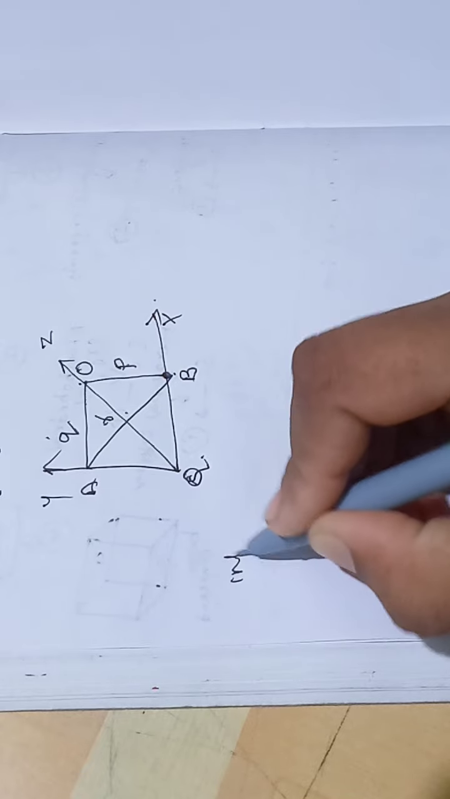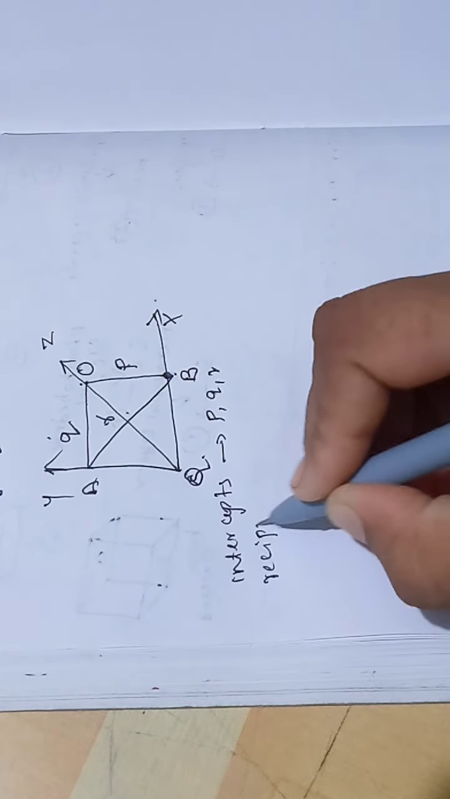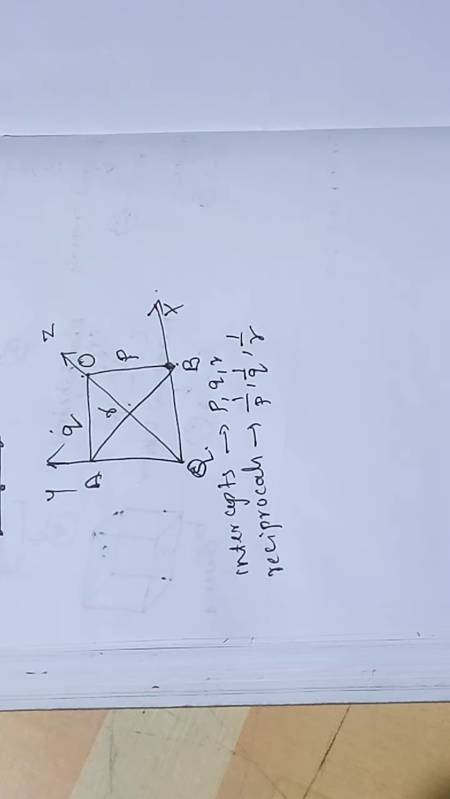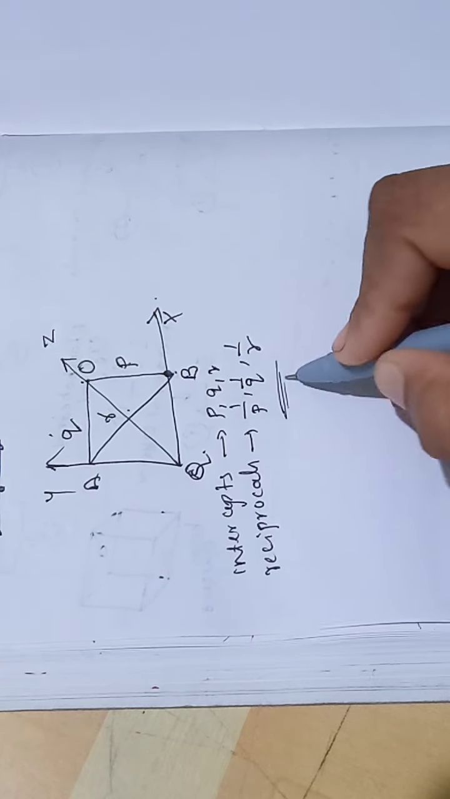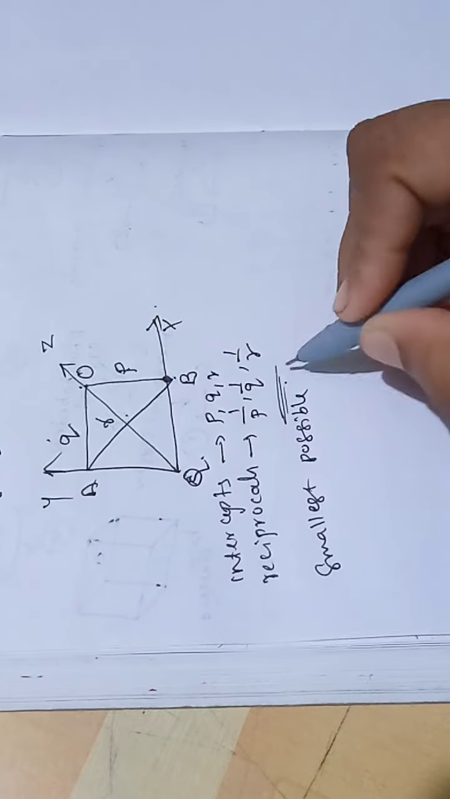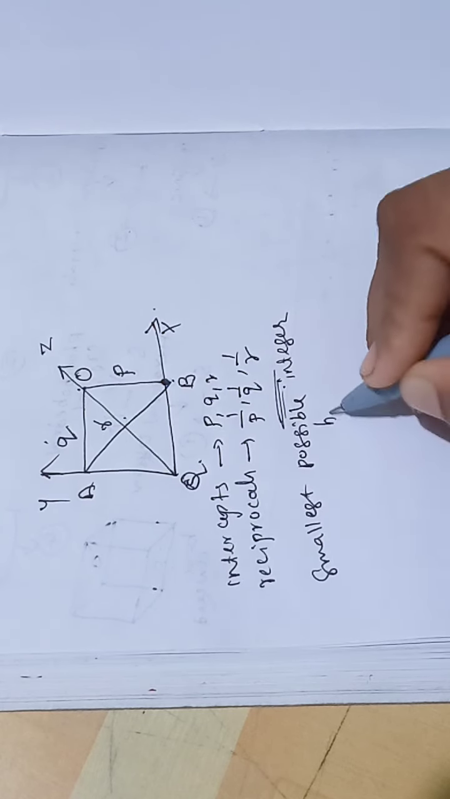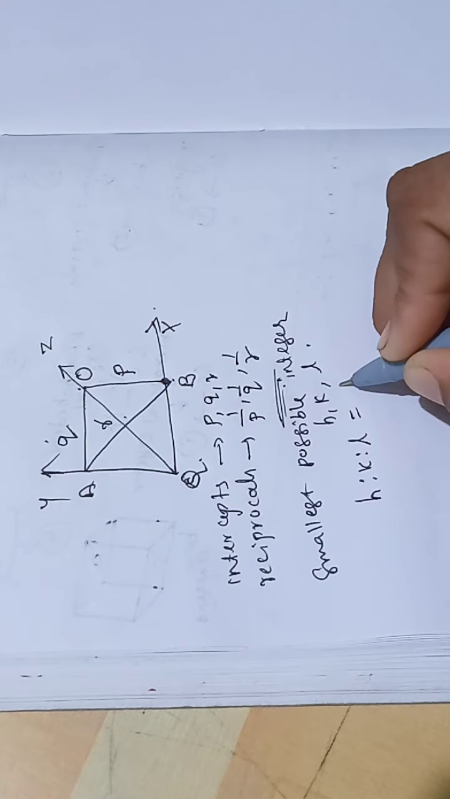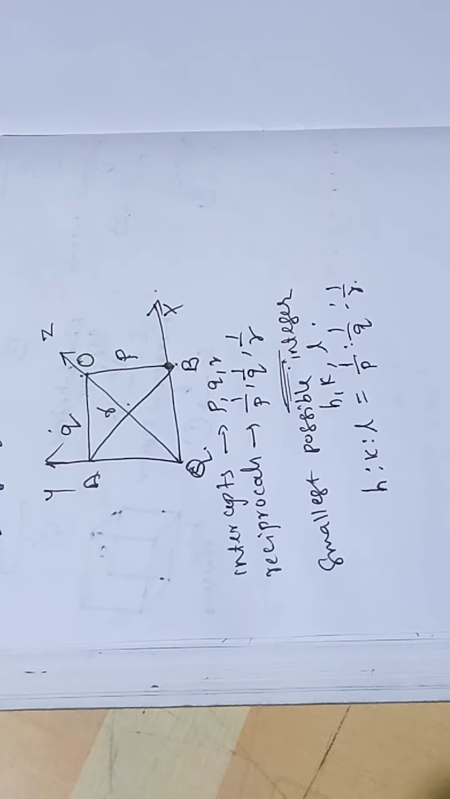Now first we have to determine the intercepts. That intercepts are p, q, r. Next we will write their reciprocals: 1 by p, 1 by q, 1 by r. Their reciprocals. Okay. After that we will determine the smallest possible integers, let them be h, k, l. And the ratio of these smallest possible integers is the same as the ratio of reciprocals of these intercepts.